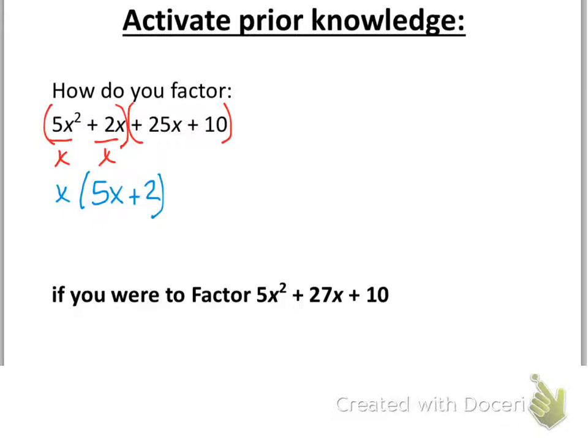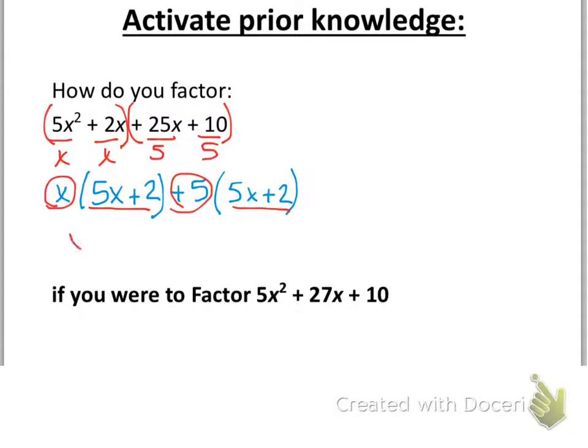And the second two numbers can be divided by 5. So I get plus 5, 5x plus 2. And remember, the goal is that whatever's in parentheses is exactly the same. So you smash together the GCFs and write one of the numbers that's in the parentheses. And that's our factored version. So I want you to think about how this is the same as this. Is it equivalent? You betcha.